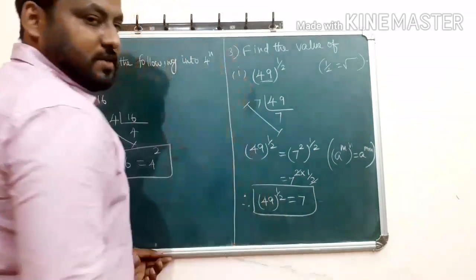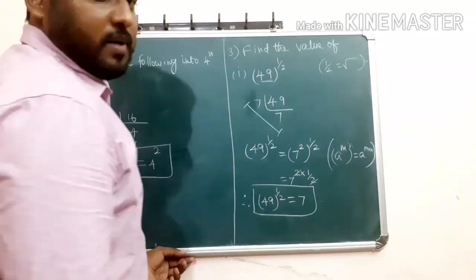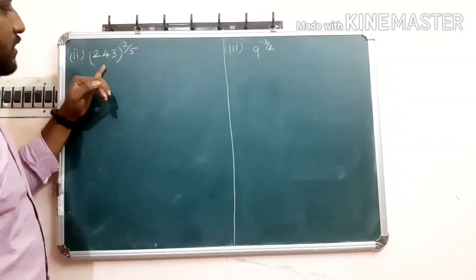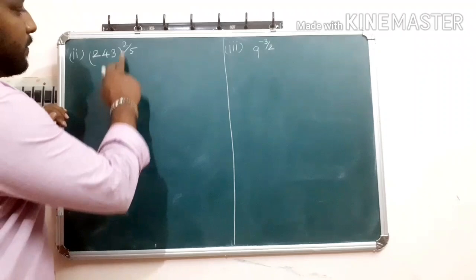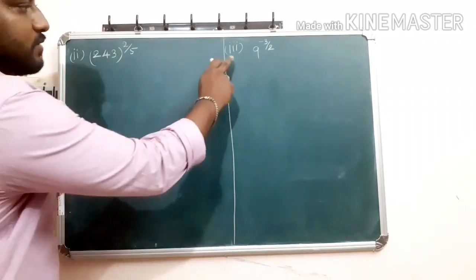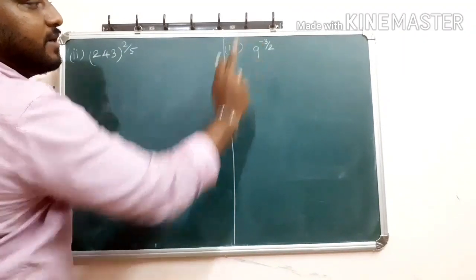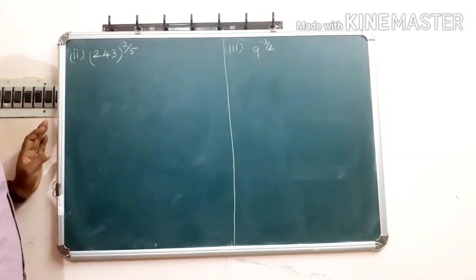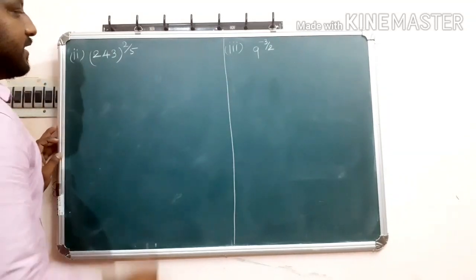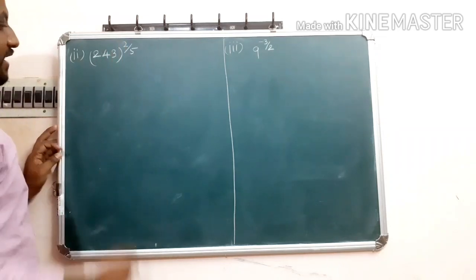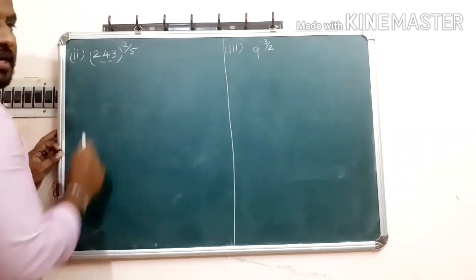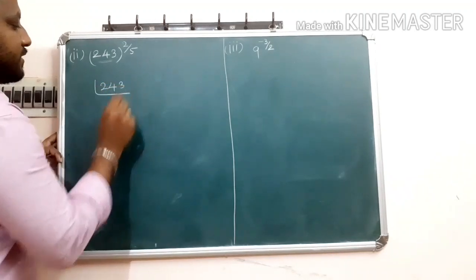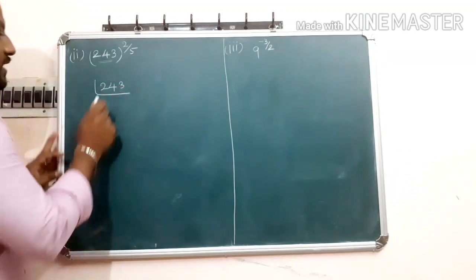So question number 3 also has 2 more questions. The next one is find the value of 243 the whole power 2 by 5. And the third question is 9 power minus 3 by 2. So first we have to find out the value of 243 the whole power 2 by 5. Here the given number is 243. So first you have to do it by the L division method.